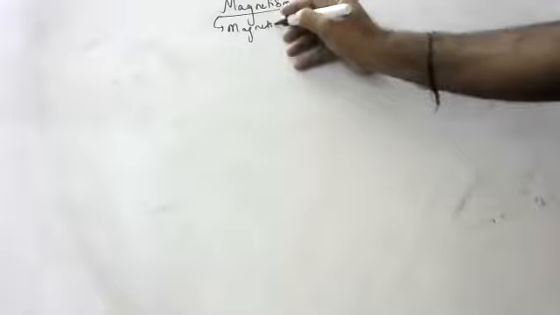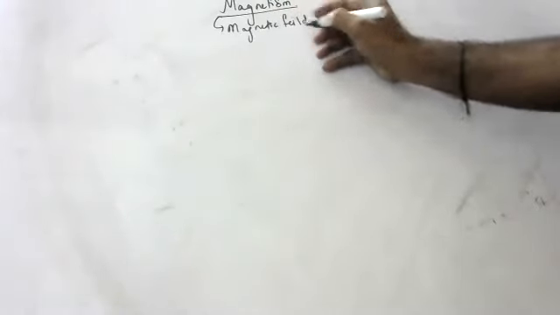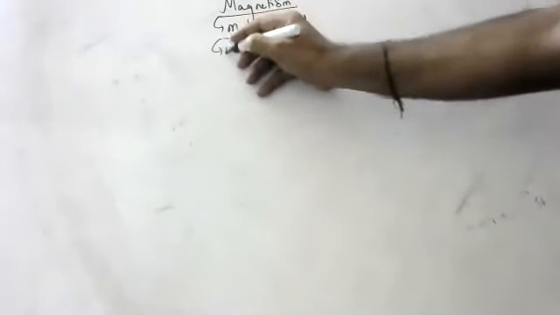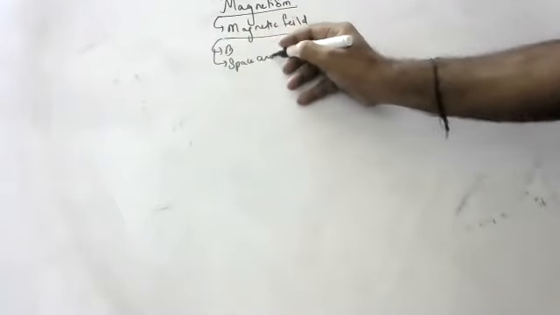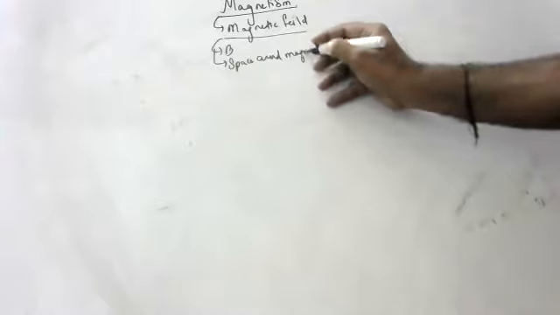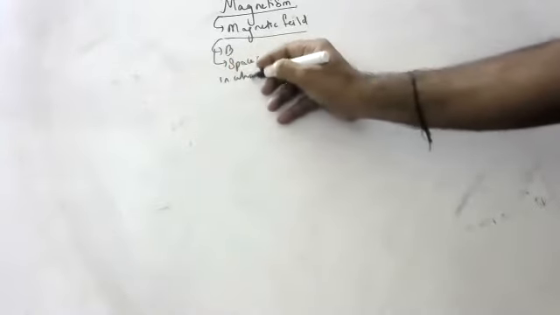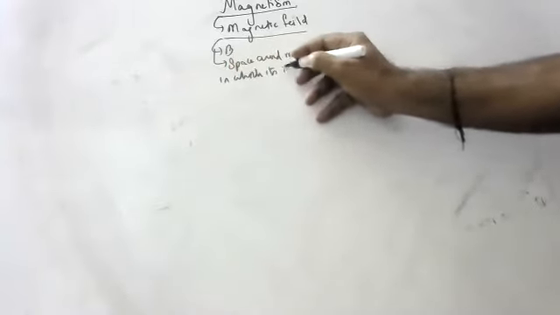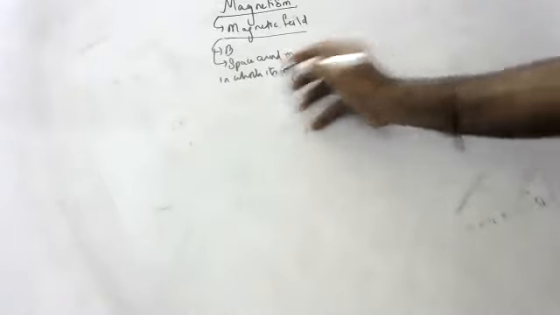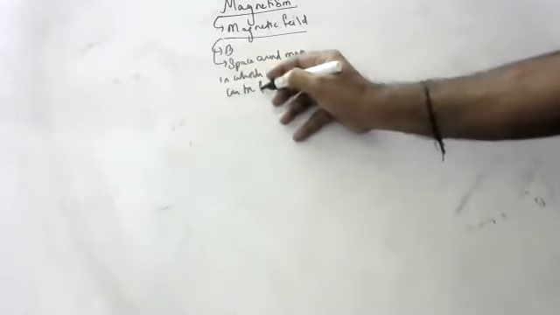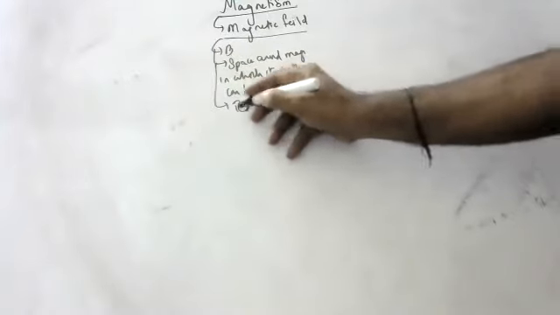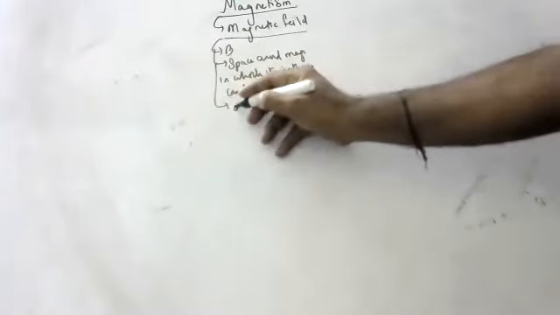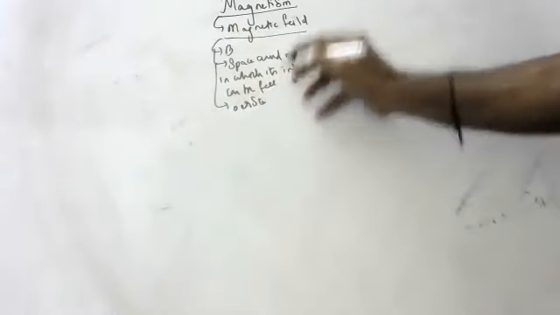What is the magnetic field, children? It is represented by B. It is the space around a magnet in which its influence can be felt. Its units are Oersted.